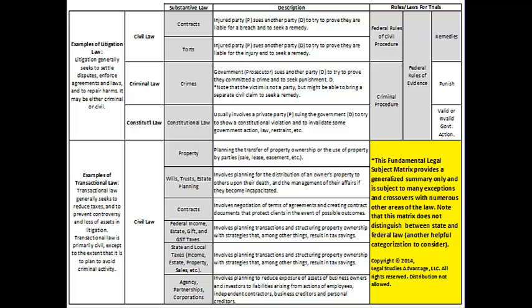Let's look at wills, trusts, and estate planning. This is another course that you may take in law school. This area of transactional practice involves planning for the distribution of an owner's property to others upon their death and the management of their affairs if they become incapacitated.